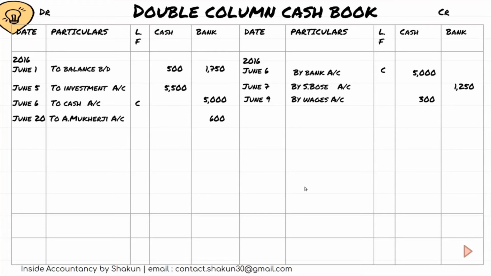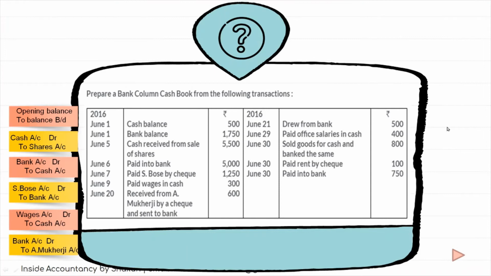Had the check not been deposited into the bank, we would not have posted this entry in the double column cash book. I will also be talking about such typical transactions in my next video. So going back to the question, our next transaction is drew from bank. So when we draw money from the bank, our entry is cash account DR to bank.